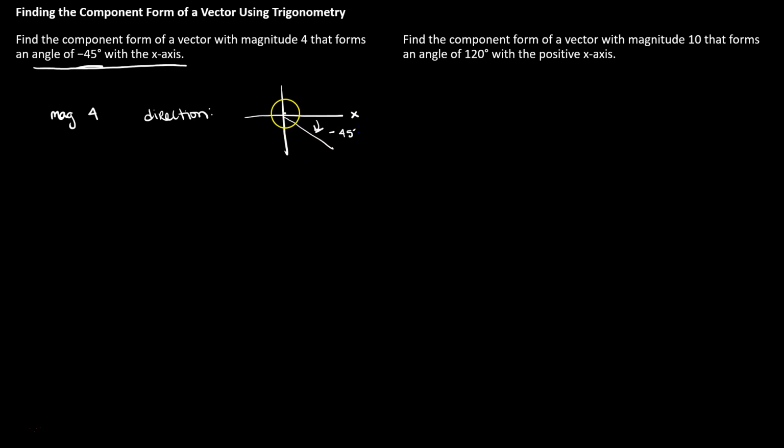And if we know that the magnitude of our vector is 4, then we could start to draw this visually using a directed line segment as a vector with an arrow pointing parallel to that negative 45-degree angle. And we could say that that vector is 4 units long. So from the initial point to the terminal point, this vector is 4 units long.